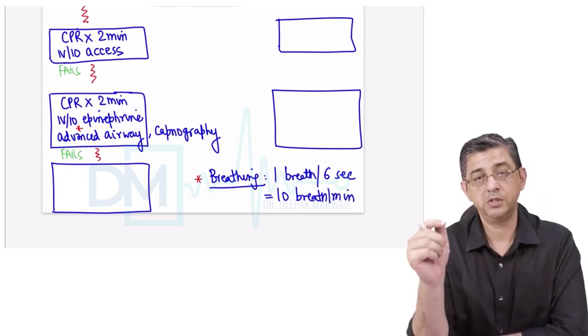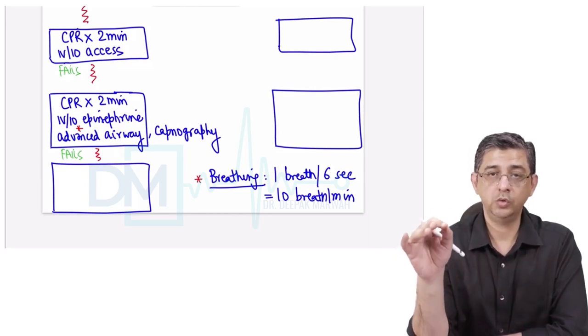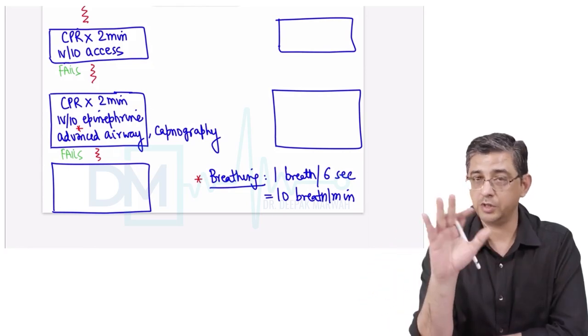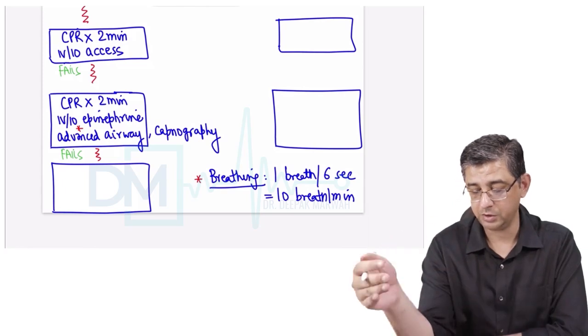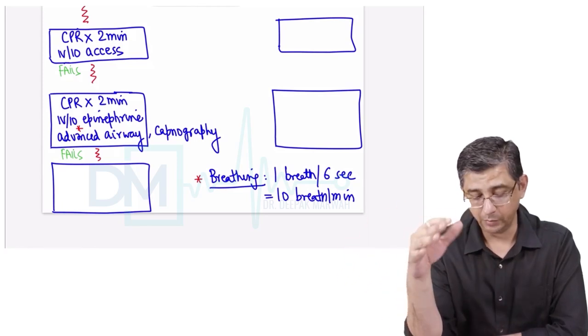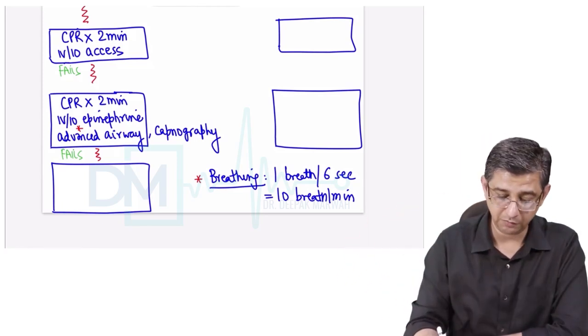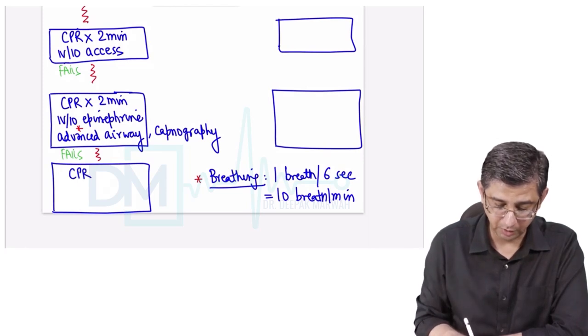I repeat my statement once again. On advanced airway securement, you are not supposed to continue with the 30:2 ratio. Now chest compressions will remain the same, 30, but the breathing frequency of the patient will now be one breath every 6 seconds. Chest compressions are anyway going to be given because it has failed to revert back to normal. So I'm going to write the word CPR again for 2 minutes.